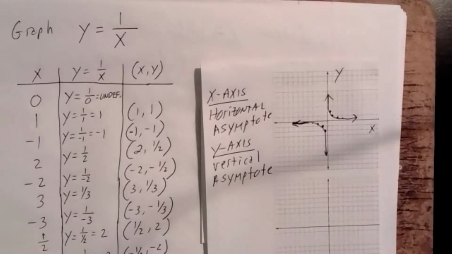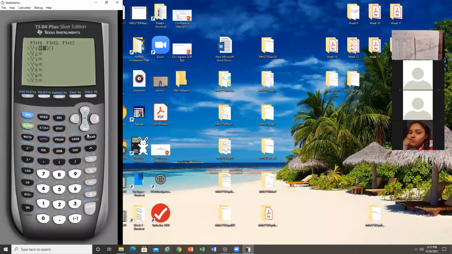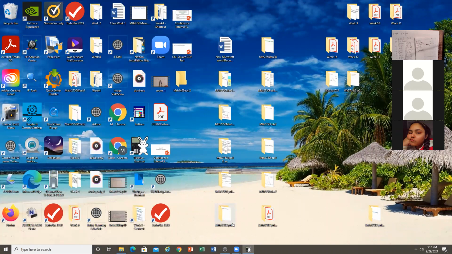How would we graph that using our graphing calculator? Well, very simple. We have to go to our equation editor, clear out any garbage, and type in 1 divided by x. We will now graph y equals 1 over x. And here's the graph. You see how the graph approaches the x and y axis, but will never ever touch it or cross it. Any questions how we're graphing so far?